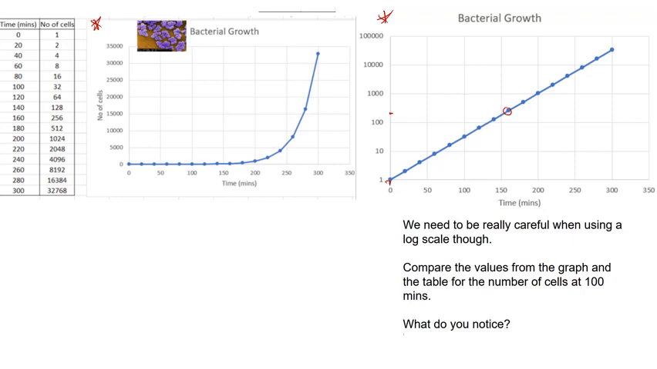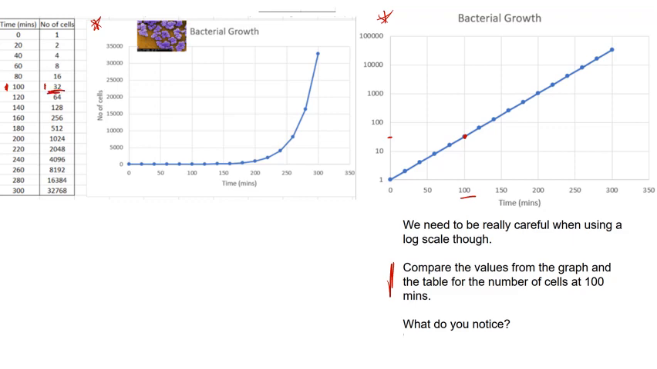But we must be careful when we're reading off the log scales. The example I've got down the bottom here is for 100 minutes. So on the table here, 100 minutes was 32 cells. On here at 100 minutes, it's here. If we follow across, that's halfway between 10 and 100. Now, we would think that halfway between 10 and 100, that's going to be a difference of 90, so it's going to be like 55 or something around that. But we can see from the table it's not, it's going to be 32.